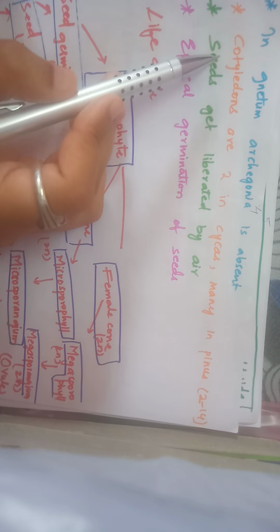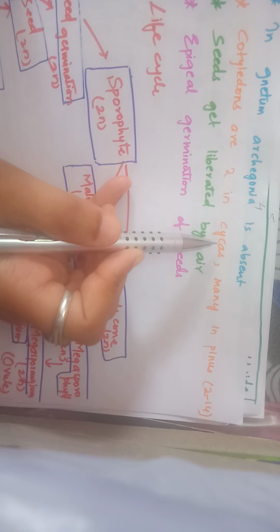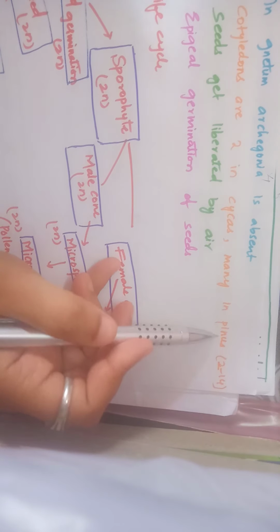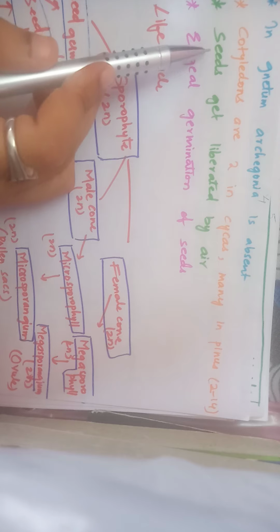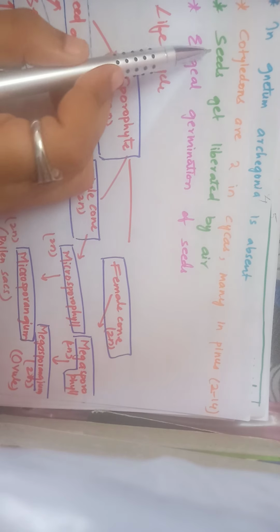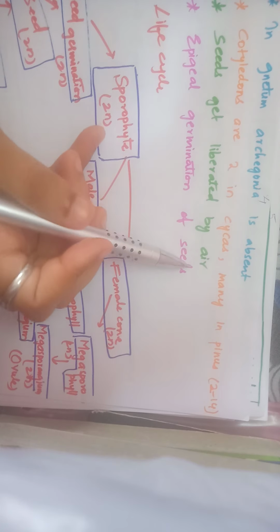Coming to the number of cotyledons, two cotyledons are found in Cycas and many cotyledons are found in Pinus, up to 2 to 14 in number. Then after maturation the seeds get liberated by the air. Through the air the seeds get liberated.